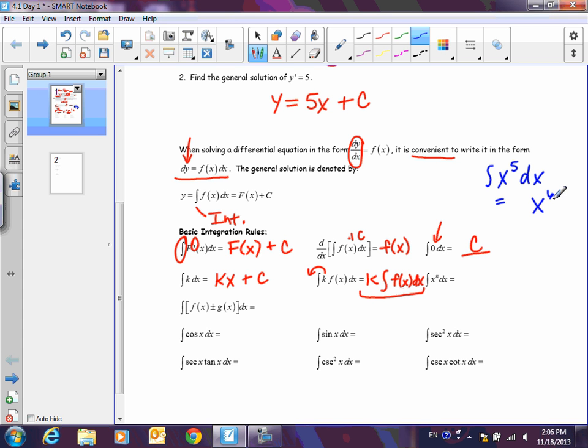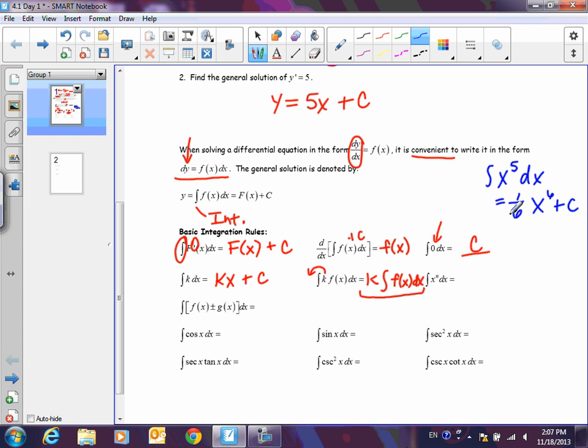Now let's think about this logically. The derivative of x to the sixth is actually 6x to the fifth. And I don't want that. I just want x to the fifth. So what number do I have to put in front here? 1/5 or 1/6? 1/6. Let me explain this for everybody, and we would need plus c, by the way.